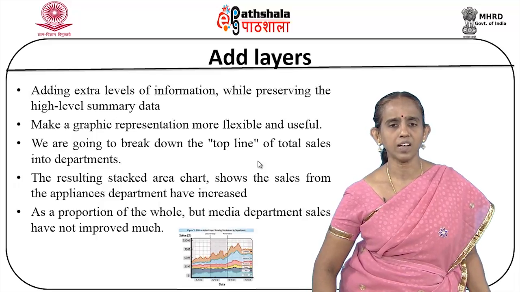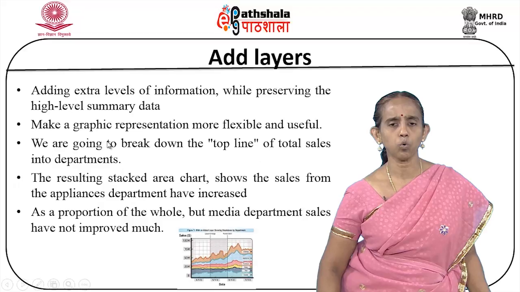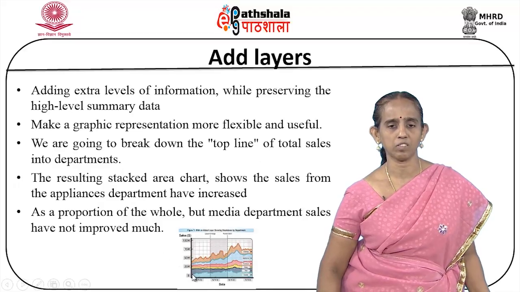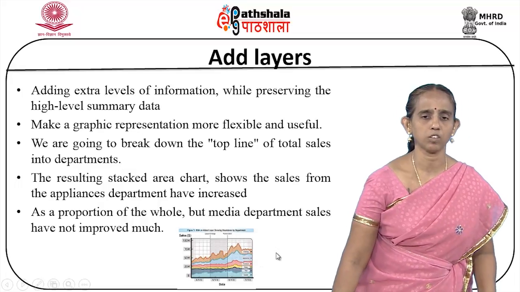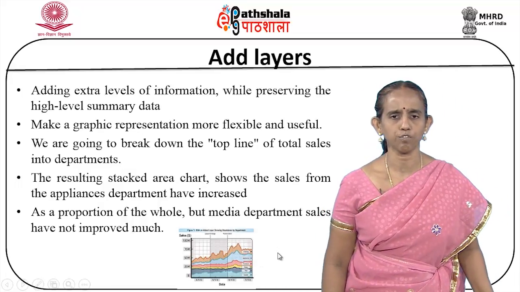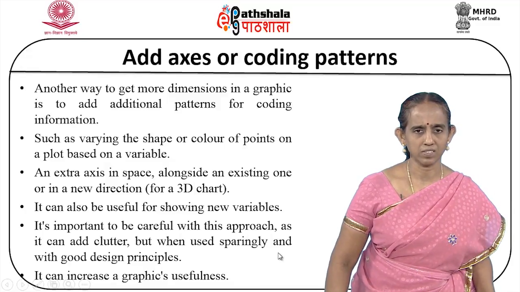The resulting stacked area chart shows the sales from the appliances department has increased as a proportion of the whole, but media department sales has not improved much. So these can be inferred from the visual that is being shown here using the addition of layers. We can add axis or coding patterns.